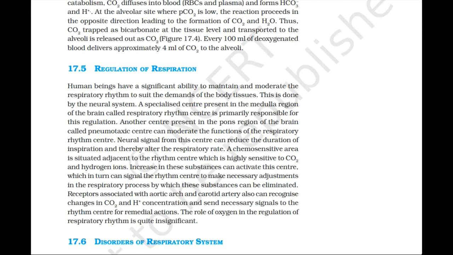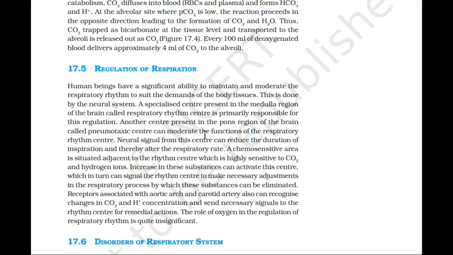Let us see the regulation of respiration. Human beings have a significant ability to maintain and moderate the respiratory rhythm to suit the demand of the body tissue. This is done by the neural system. A specialized center present in the medulla region of the brain, called the respiratory rhythm center, is primarily responsible for this regulation.